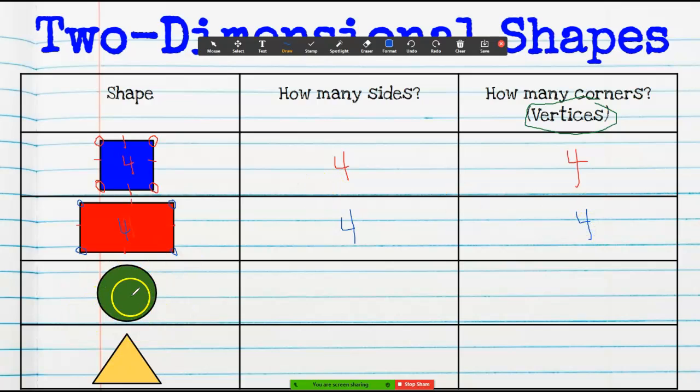Okay, a circle. This has 0 sides and 0 corners. That's why it is not a polygon. The triangle, 1, 2, 3, 3 sides, and 1, 2, 3 corners. Okay, that is how you will label shapes.